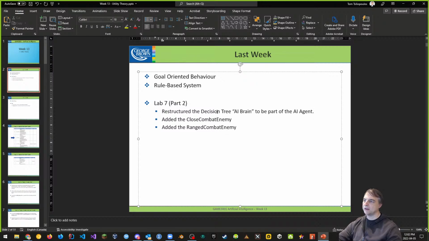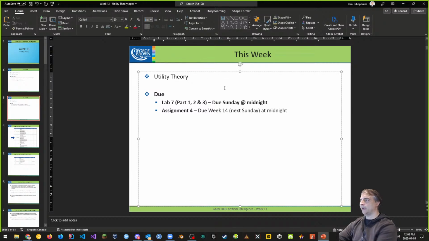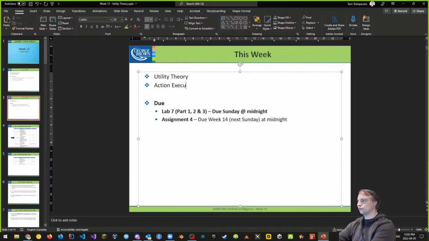And again, this is in trying to get you closer to your assignment 4, which is the next thing that's up. So what is going on this week? This week we're talking about utility theory as well as action execution. We've been talking about actions for a long time, but really haven't defined what types of actions there are and what you can do with actions. So we'll talk about a little bit of action execution at the end.